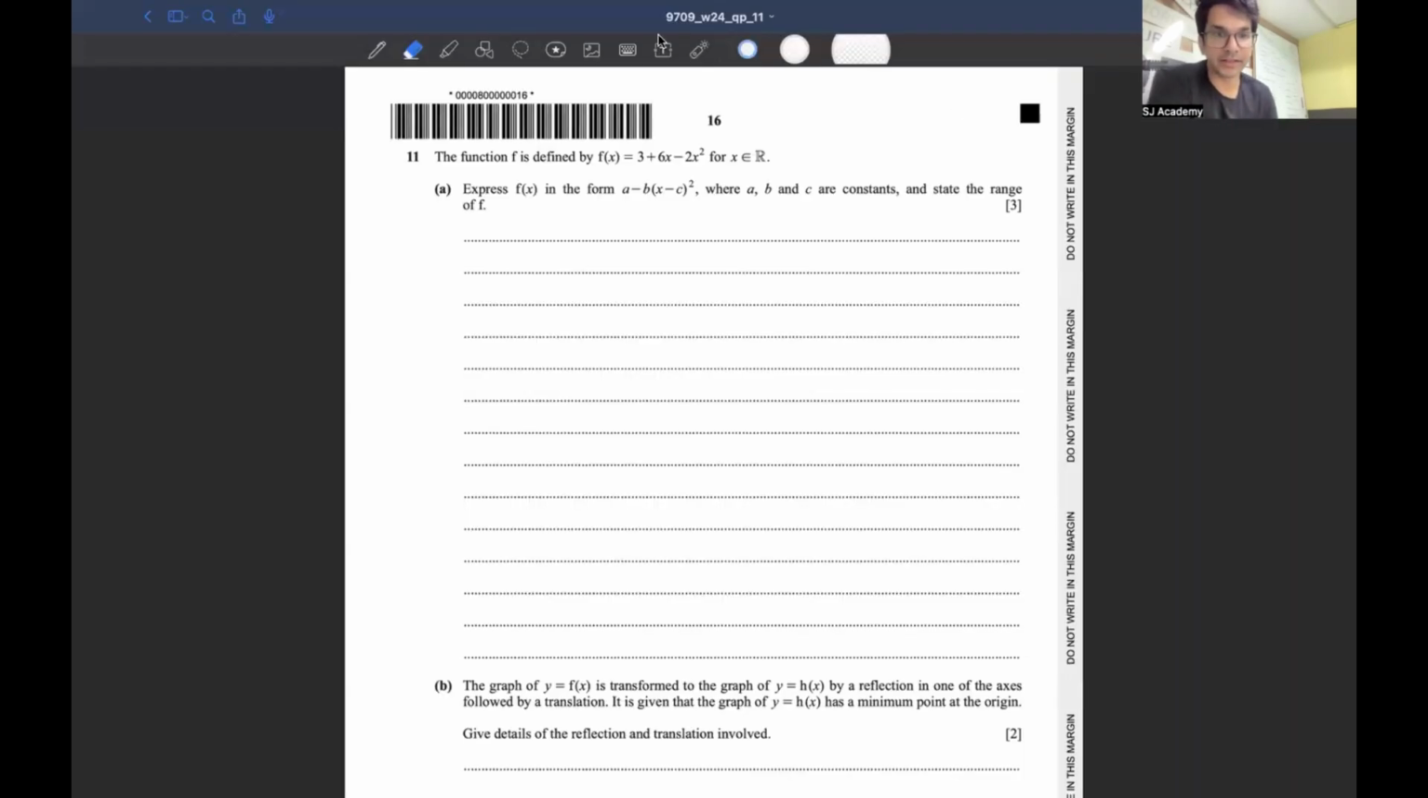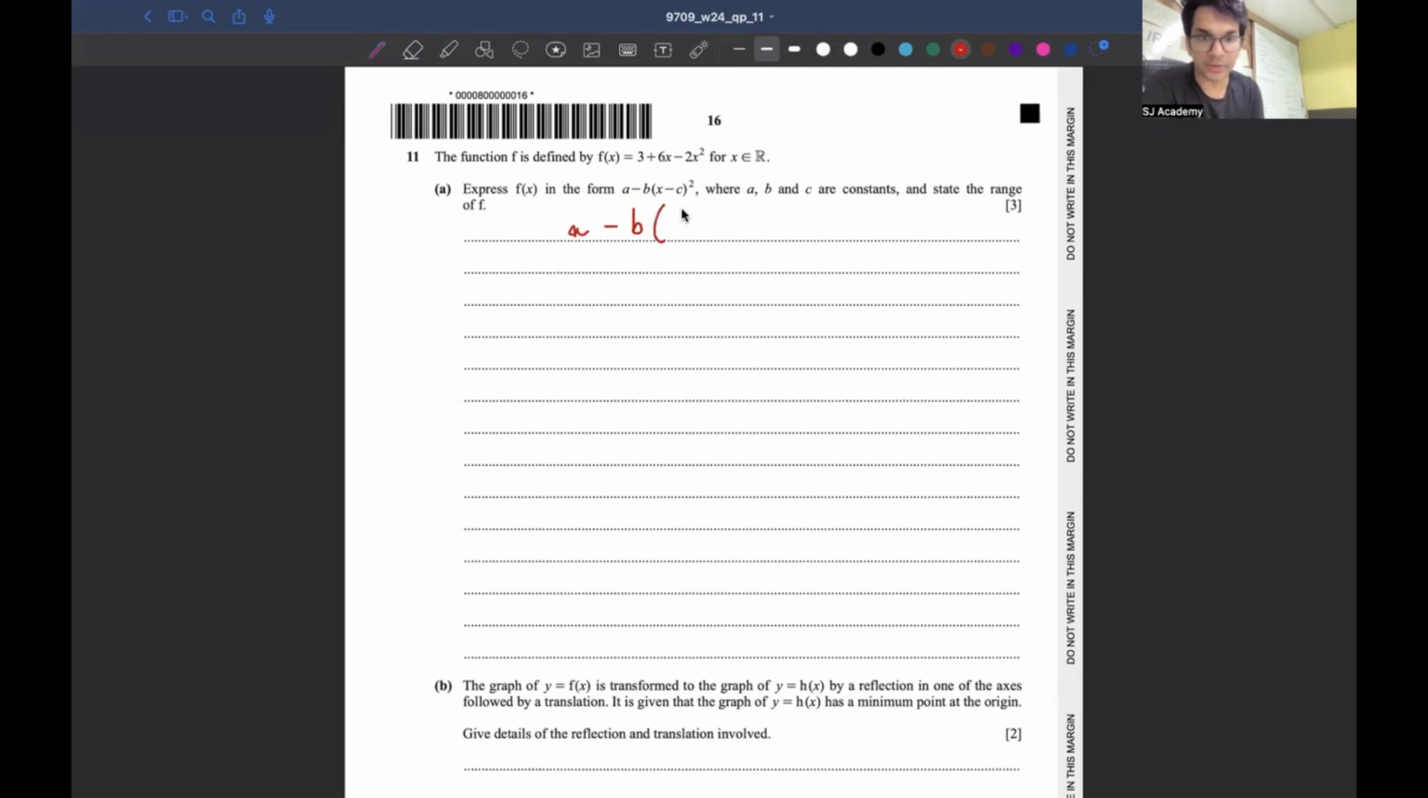In question 11, it says that the function is defined by f(x) = 3 + 6x − 2x². We have to express f(x) in the form a − b(x − c)², and then state the range of f. To express f(x) in this form, we can do it by the completing the square method, or we can do it by the comparison method.